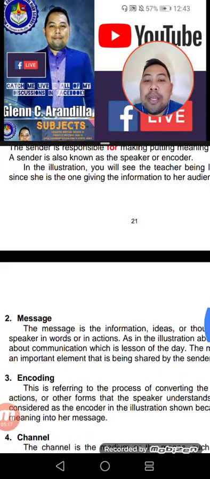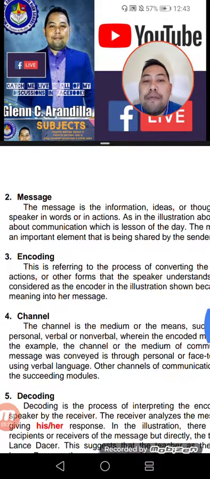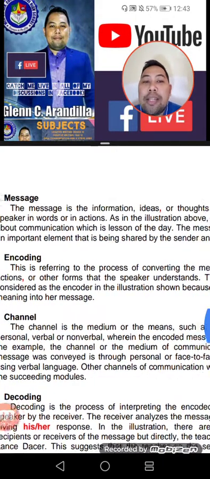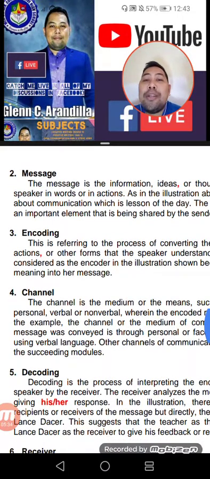Next, we have the message. The message is the information, ideas, or thoughts conveyed by the speaker. So, whatever the sender will say will be the message for the other party. The message is composed of different ideas and different words that were composed by the sender.